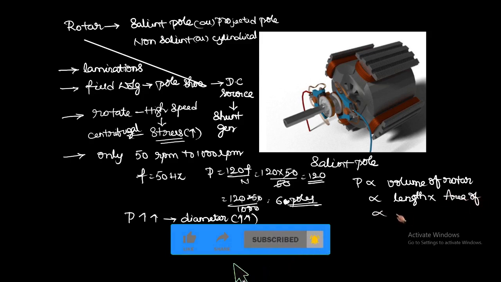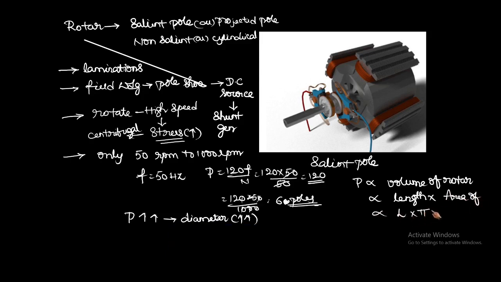What is axial length? Here we are taking it as L, and the area will be pi by 4 d square, where d is the diameter. Pi by 4 is a constant value, so power is directly proportional to d square into L. So whenever the diameter is increasing for a given power output, you have to decrease the length. So the length will decrease in the case of the rotor.